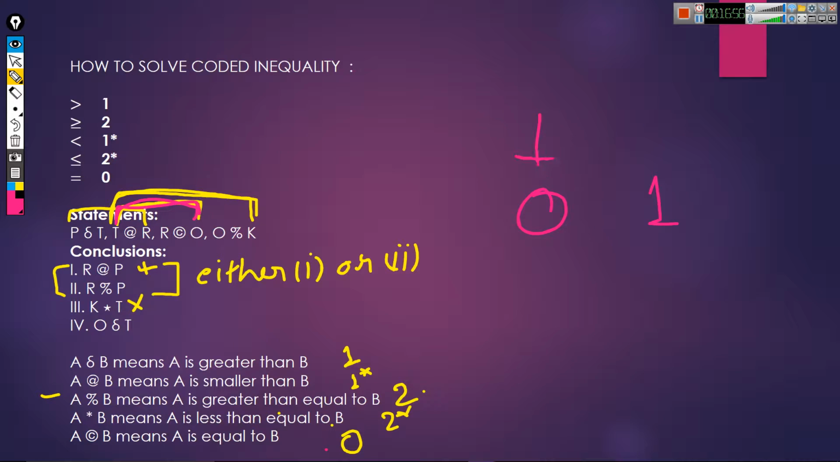So we have to ignore 0 and priority. So we have to ignore 0. The symbol remaining is 1. 1 means delta. It means O delta T is correct. It will follow.